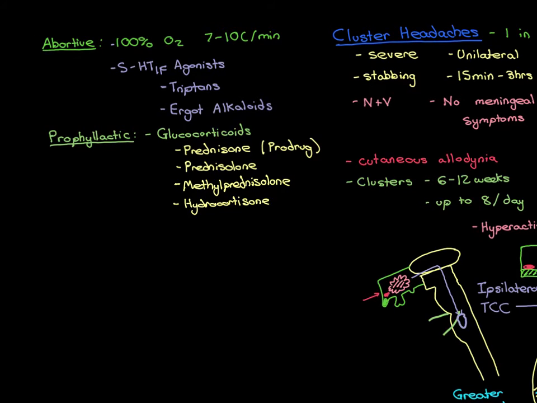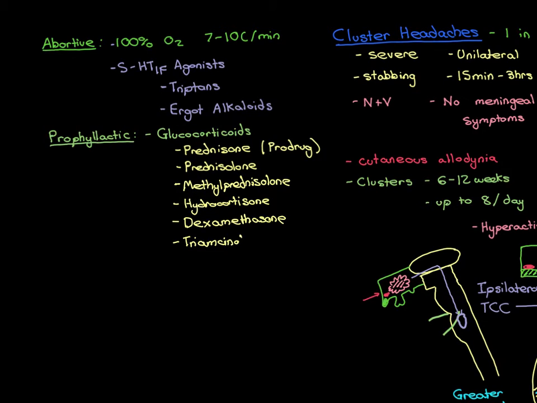Hydrocortisone. And then I've got two more examples, dexamethasone and triamcinolone. So dexamethasone and triamcinolone. And after we've written down all of their names, we'll then have a look at a little bit about their mechanism of action.